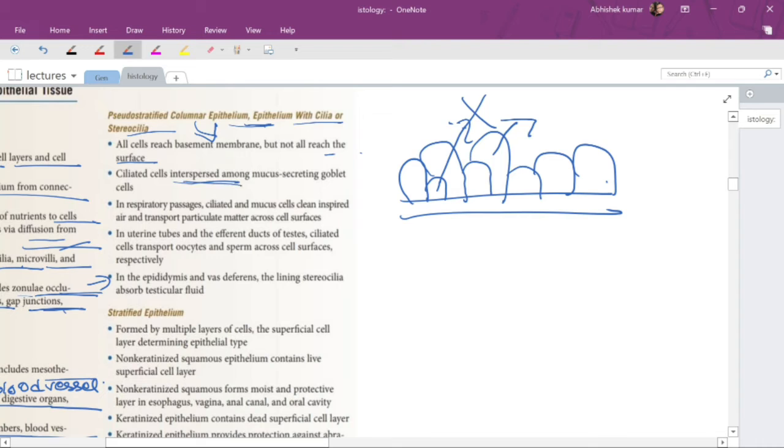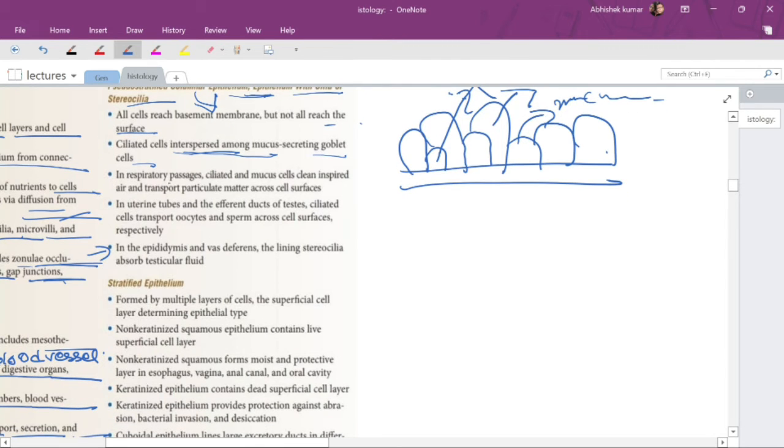Now, ciliated cells are interspersed among mucus-secreting goblet cells. So basically some cells also get embedded here, or maybe, let's suppose that this cell becomes a mucus-secreting goblet cell. In the respiratory passage, ciliated and mucus cells clean inspired air. So what will the mucus cells do? They clean the inspired air and transport particulate matter across the cell surfaces. That is the function of cilia, of course.